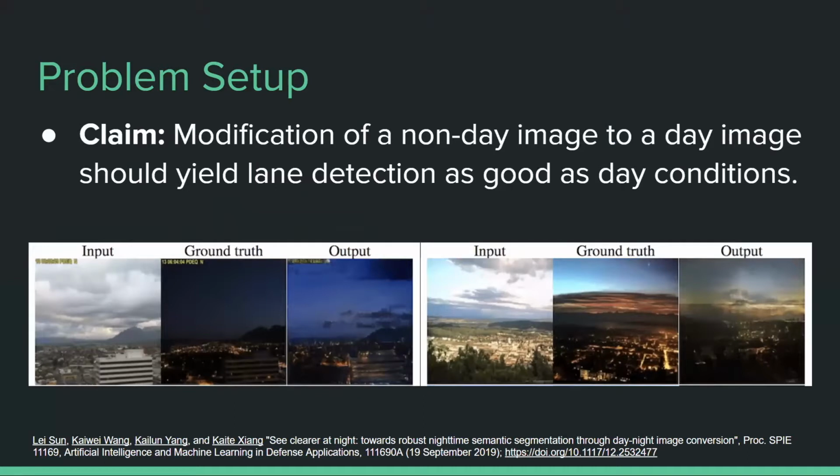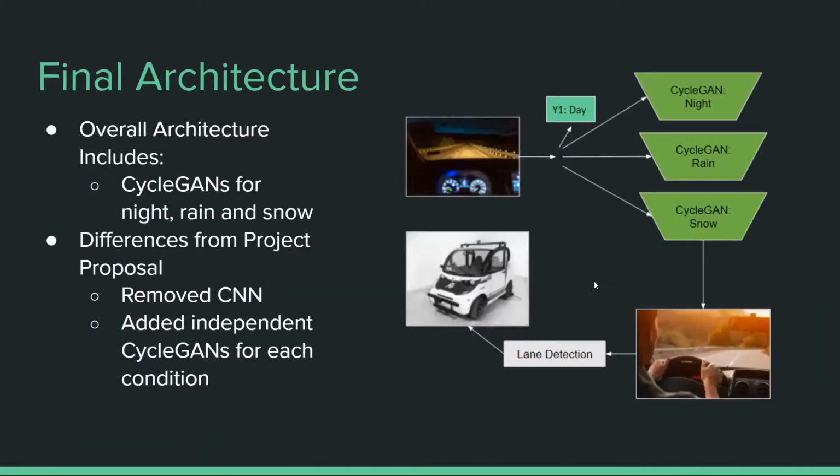Or, in other words, we should be able to convert a night, snow, or rain image to a day image to improve the lane detection compared to the night, snow, or rain conditions. Here's what our final architecture ended up looking like. Basically, we had the input of a night, snow, or rain image, and then we converted it using a CycleGAN. We had 3 separate CycleGANs for each of these conditions. Then, once we have the converted day image, we were able to perform lane detection on the hardware of the car.